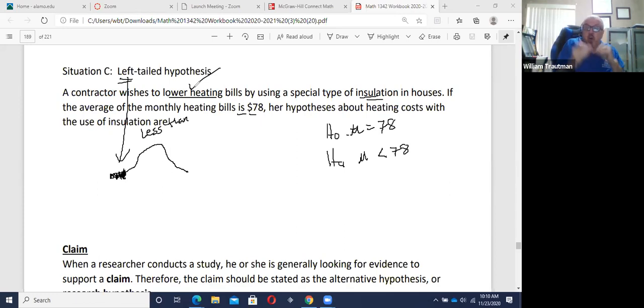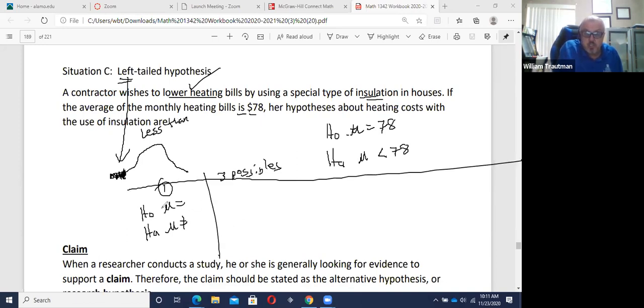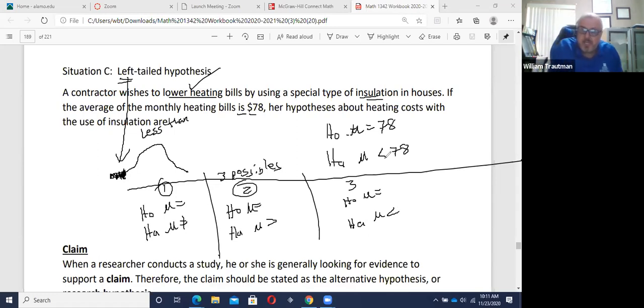On the test, people often get confused. There are only 3 possibilities to write H0 and HA. The first one is H0, the average equals, and HA, the average does not equal. Number 2, H0, the average equals, HA, the average is greater than. And number 3, H0, the average equals, and HA, the average is less than. These are the only 3 possibilities for picking an answer.